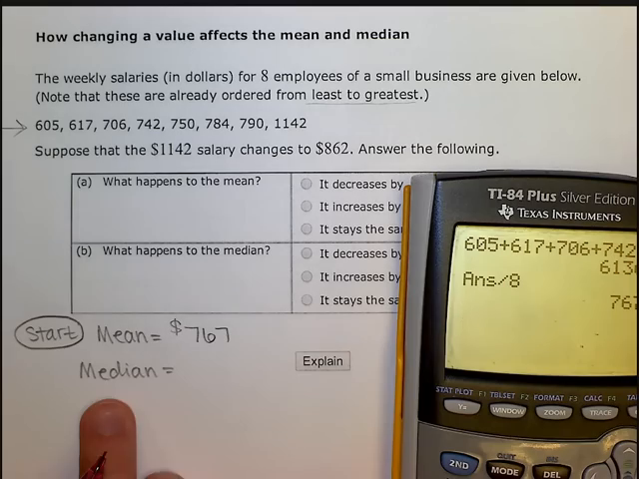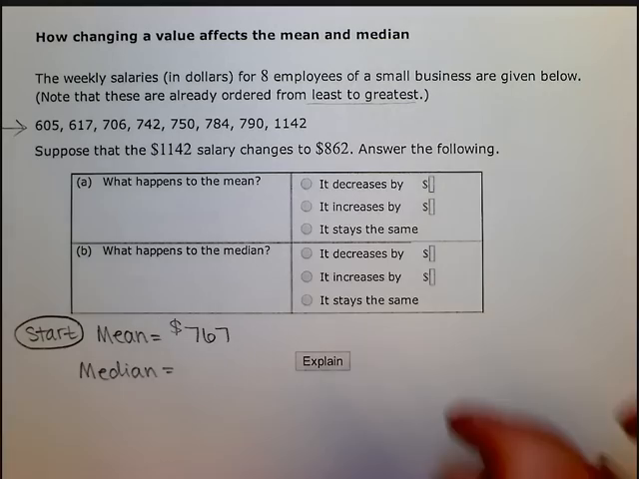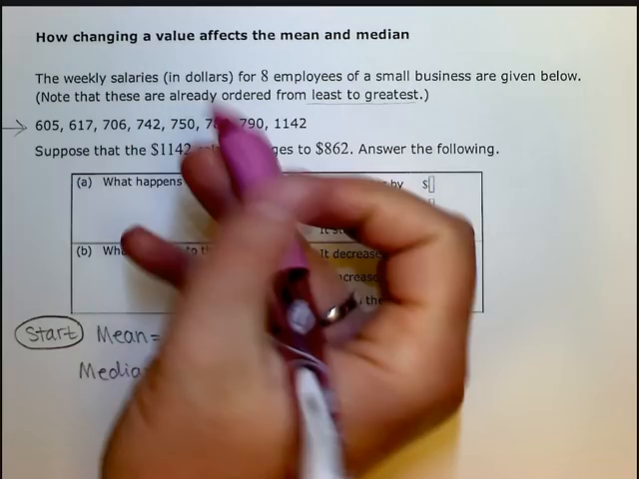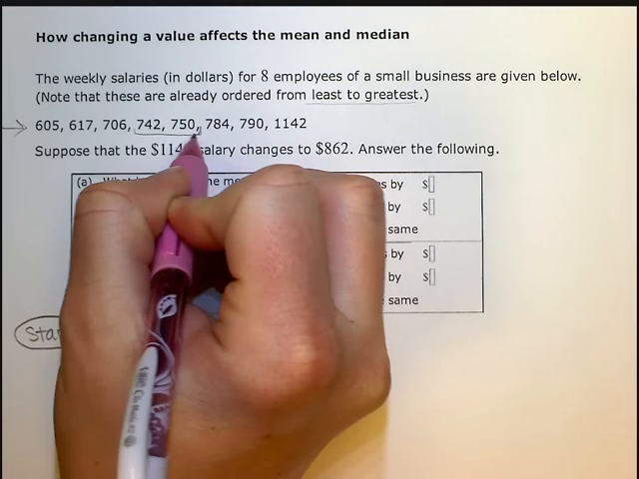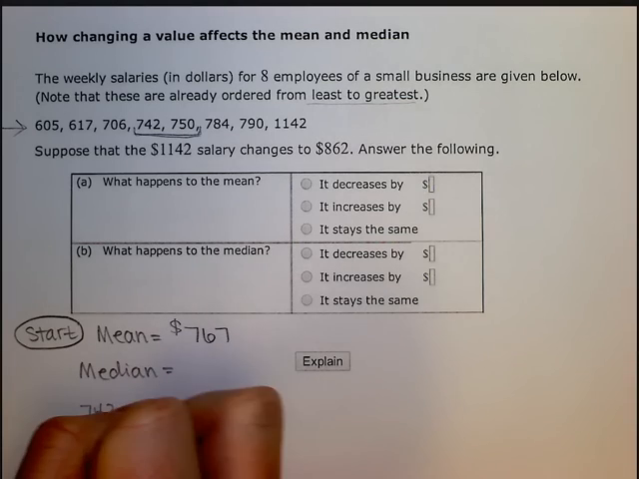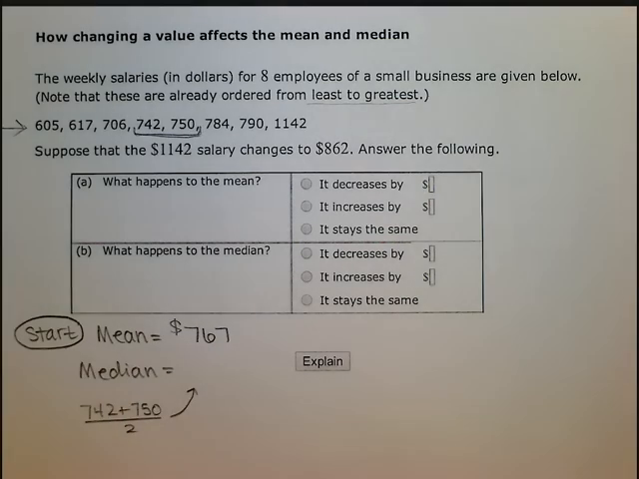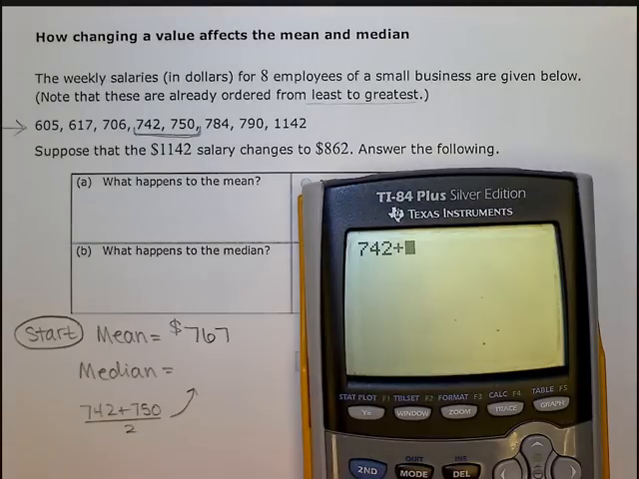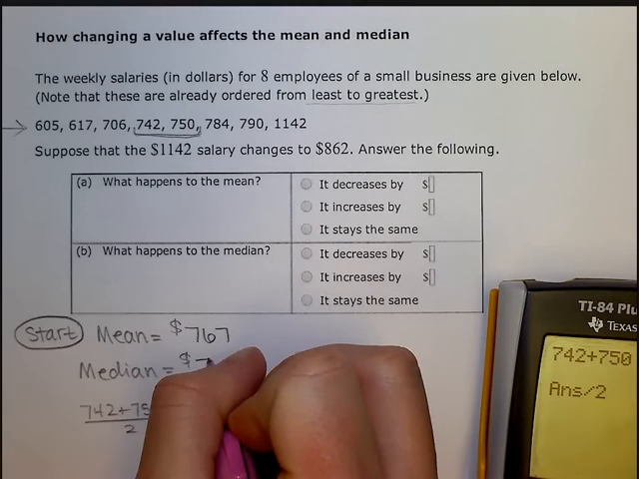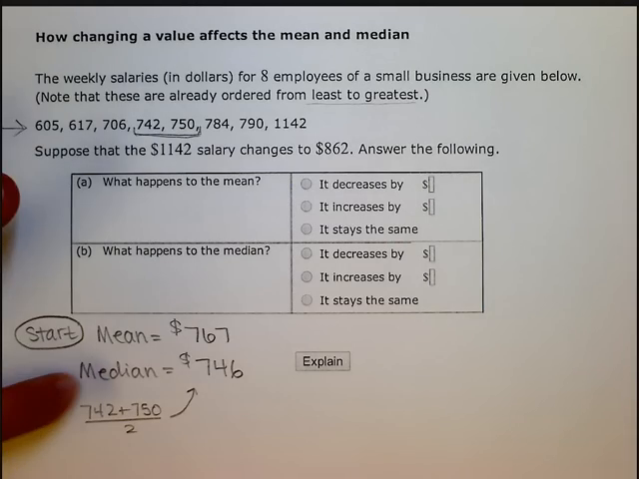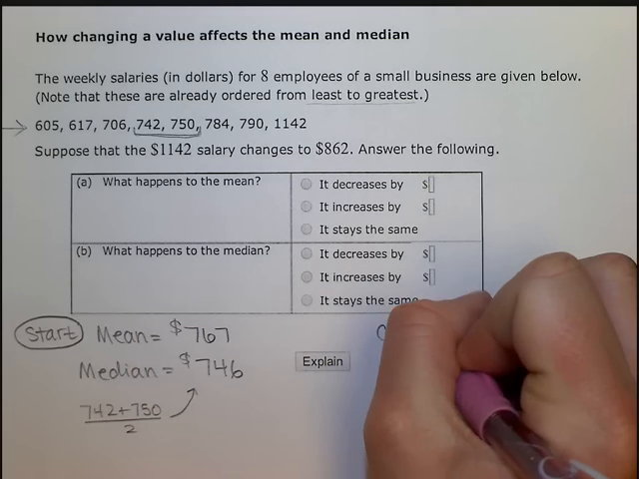Okay, so that's how it originally started. Now the median is just my middle number, so I just have to count to the middle here. 1, 2, 3. So these two right here are my middle numbers, which means I have to average those. So I'm going to do 742 plus 750 divided by 2. 746 is my median. So now I have my starting mean and median, and now I'm going to find my changed mean and median.